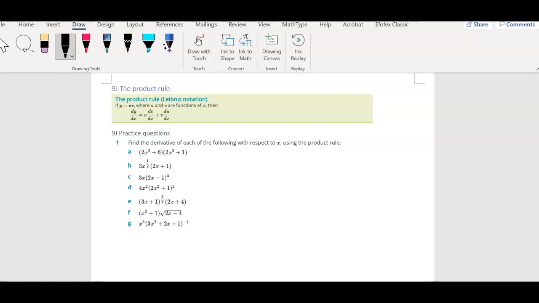Hi everyone, in this video we're going to go through 9J, the product rule. So we've already gone through the chain rule, and there's also the product rule that you need to know and the quotient rule. The good thing is, if you're familiar with the formula sheet for your exams, the chain rule, product rule and quotient rule are on there, as well as the derivatives of some other functions.